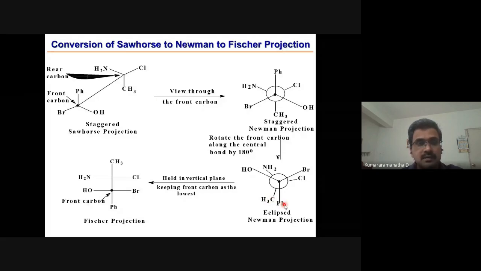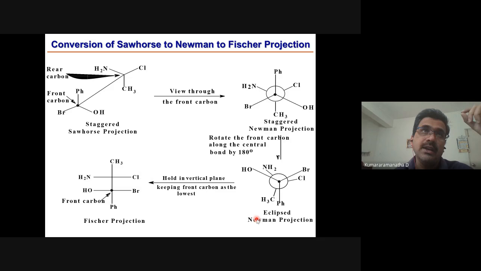And you have the methyl and phenyl groups as the vertical line. So this way, given any kind of projection, Sawhorse, Newman, or whatever projection it is, you can easily interconvert into different forms. Identify which carbon is which, from which direction you are viewing, make it front carbon and rear carbon, and accordingly you may classify.